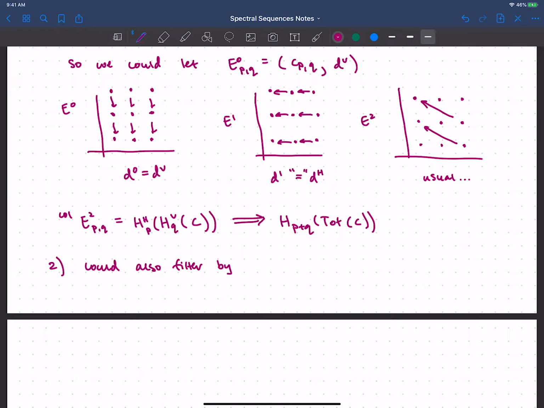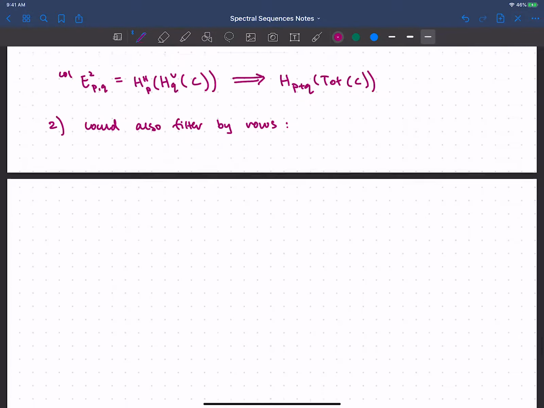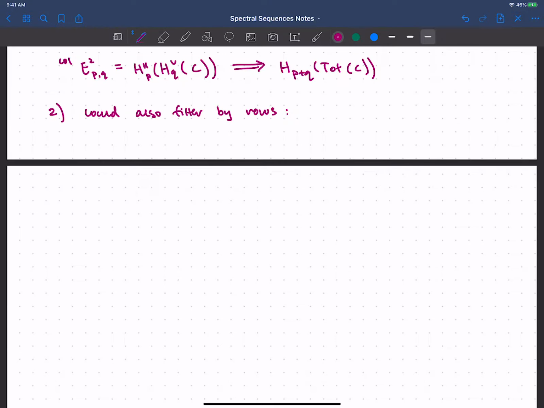Here's what I was trying to say. There are two natural choices, but I don't mean natural in any precise mathematical sense. I just mean once you think of columns, you might think of rows also. Okay, and so how would we do that? Well, if we want to filter by rows, then maybe we would define C row PQ, where the row is less than or equal to n, to just be CPQ as long as Q is less than or equal to n, and 0 else.